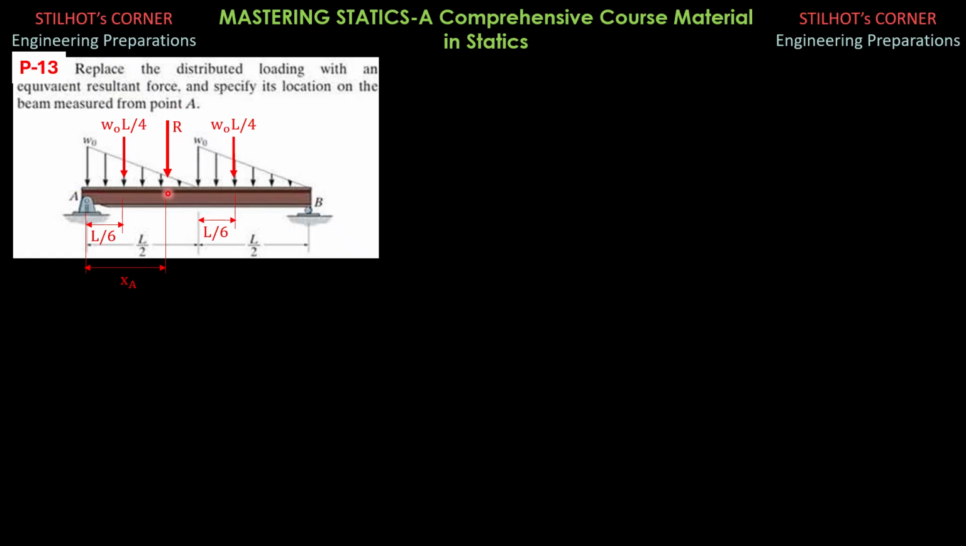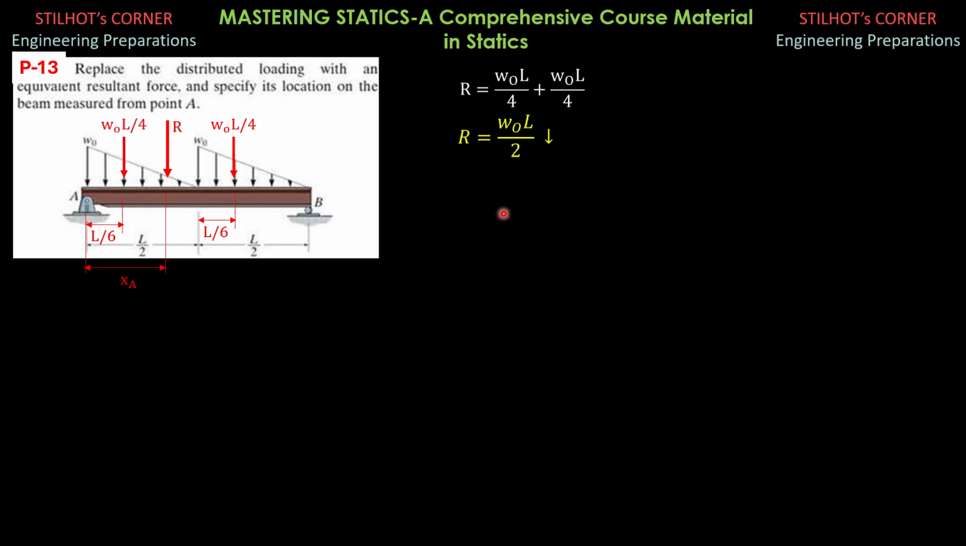So for the moment of the resultant, R times, let us say, xG, where R is the sum of these two equivalent loadings, wo L over 4 times 2. So R is wo L over 2.